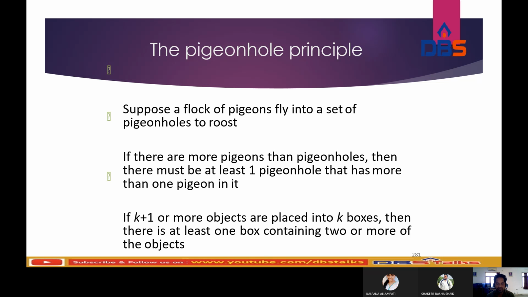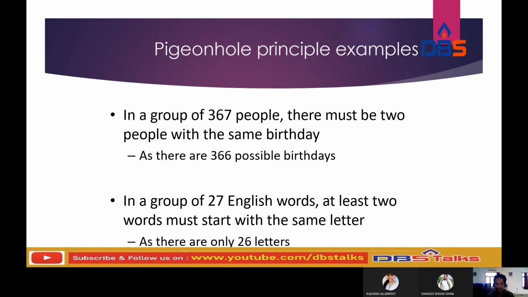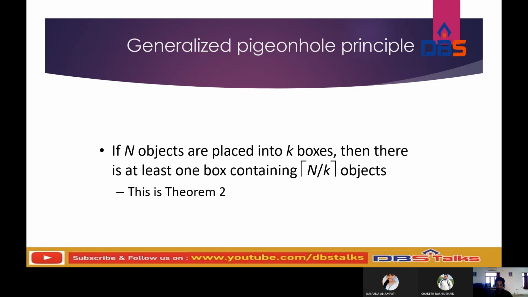That is the next one. In a group of 367 people, there must be two people with the same birthday, as there are only 366 possibilities. In a group of 27 English words, at least two start with the same letter, as there are 26 letters. And it is one of the theorems in the textbook: if N objects are placed into k boxes, then there is at least one box containing at least N by k objects. Okay. We'll see tomorrow. Thank you.